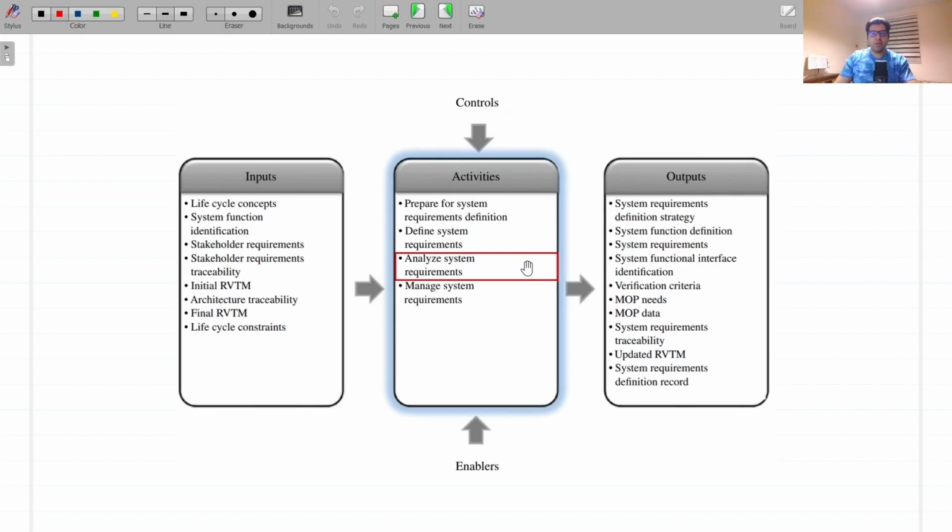Analyze system requirements. Analyze the integrity of the system requirements to ensure that each requirement or set of requirements possesses overall integrity. Provide analysis results to applicable stakeholders to ensure that the specified system requirements adequately reflect the stakeholder requirements. Negotiate modifications to resolve issues identified in the requirements.